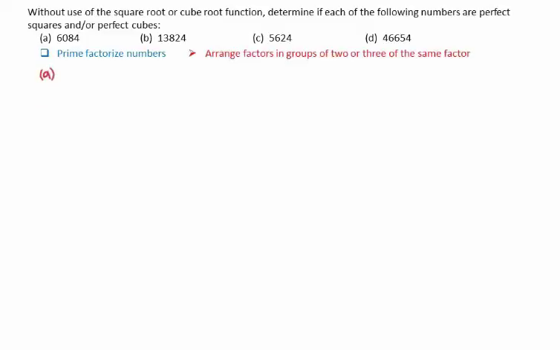For A, 6,084, we can first break that up to 4 times 1,521. The 4 breaks up to 2 times 2, and we break up 1,521 to 3 times 507. We can then further break down 507 to 3 times 169, and then 169 is 13 times 13.